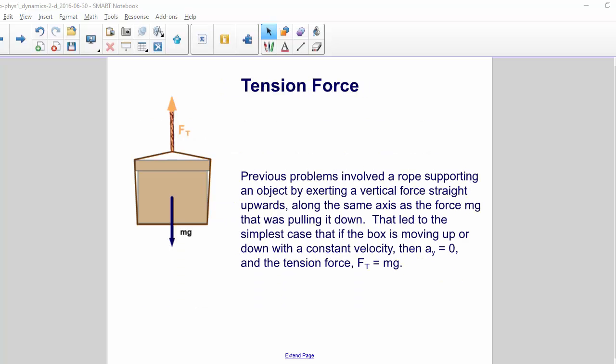Earlier we studied problems where there is a box hanging from a rope. Force of tension was up, mg is down. In the cases where there was no acceleration, force of tension was equal to mg.